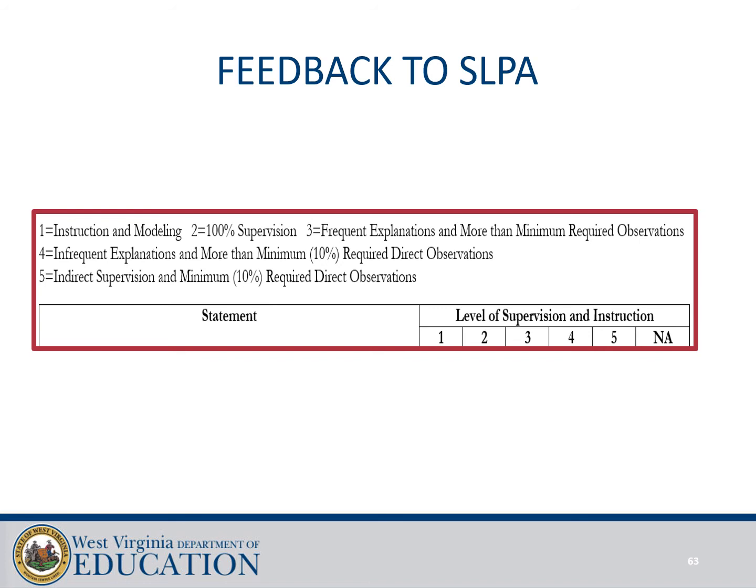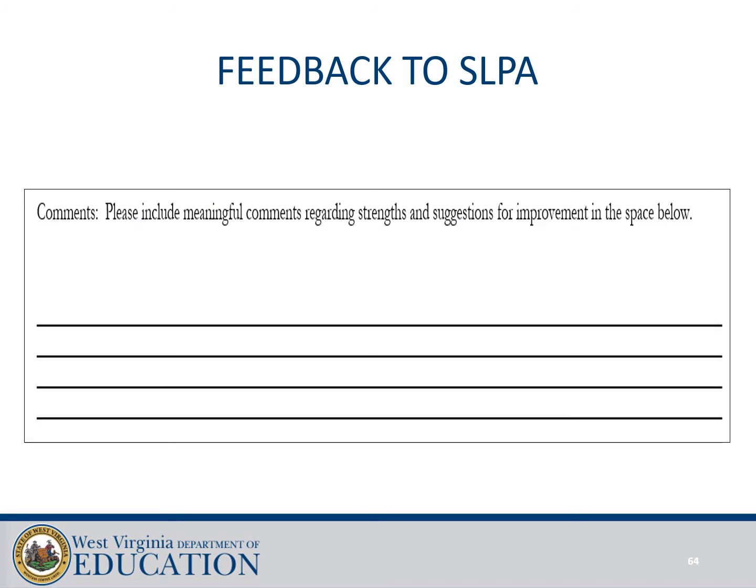And finally, 5 is you would provide the indirect supervision and minimum required direct observations. That's the level where you would be at 10% direct supervision and 10% indirect supervision. It's really helpful if you provide specific feedback to the SLPA. Your meaningful, well thought out comments will be very helpful, and you can provide for them information about their strengths and also suggestions for improvements.